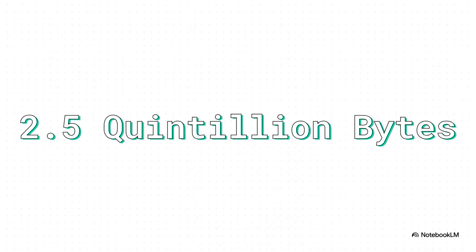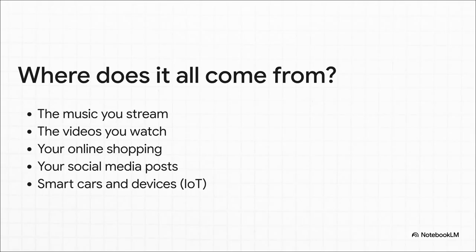To really get your head around the scale we're dealing with, just look at this number. 2.5 quintillion bytes. That is how much data we, humanity, create every single day. It's one of those numbers that's so ridiculously big, your brain can't even really process it. So, where's it all coming from? Well, honestly, it's coming from you. It's the music you're streaming right now, the videos you're watching, every time you add something to your online cart. It's all your social media posts for sure. And then there's this whole growing world of smart devices, what people call the Internet of Things, or IoT. You know, smart cars, smart fridges, all of them constantly chatting and churning out data.